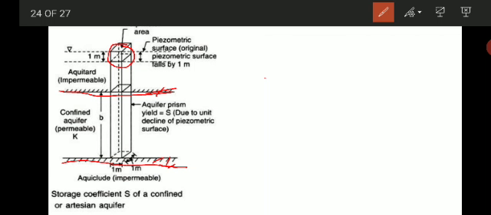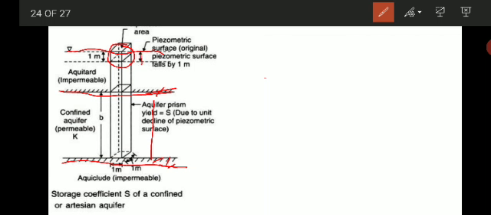So this becomes the confined aquifer. The confined aquifer is permeable, and the thickness is B. The aquifer prism yield is equal to S. Due to the unit decline of the piezometric surface, the aquifer prism yield will be S. Here the piezometric surface is shown, that is the original surface, and the piezometric surface falls by 1 meter.